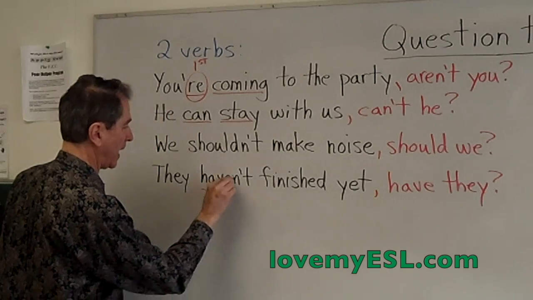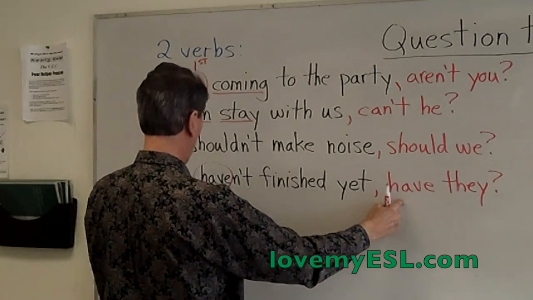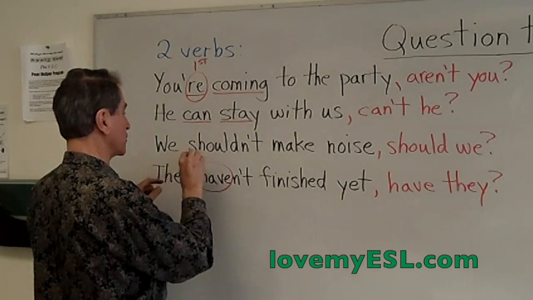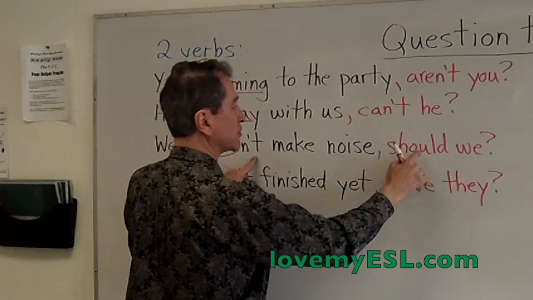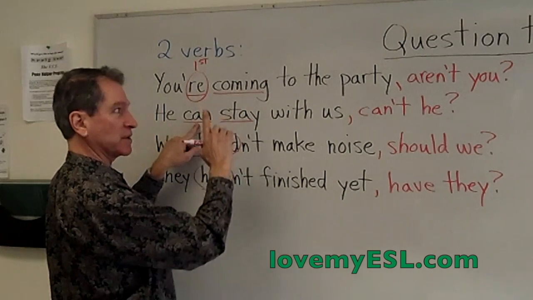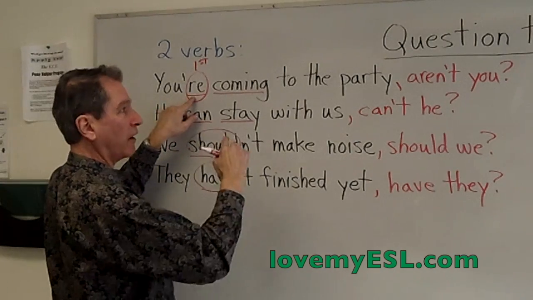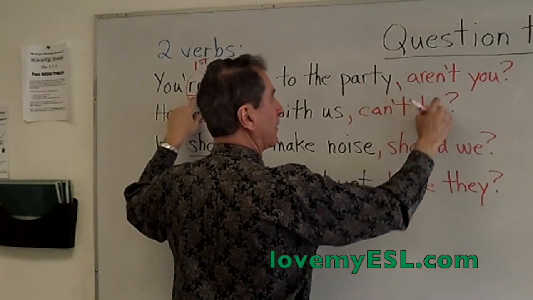So the first verb, have, becomes haven't, which is negative, becomes the opposite, have. Shouldn't, which is negative, becomes the opposite, should. Can, which is positive, becomes the negative, can't. You are, which is positive, becomes the negative, aren't.